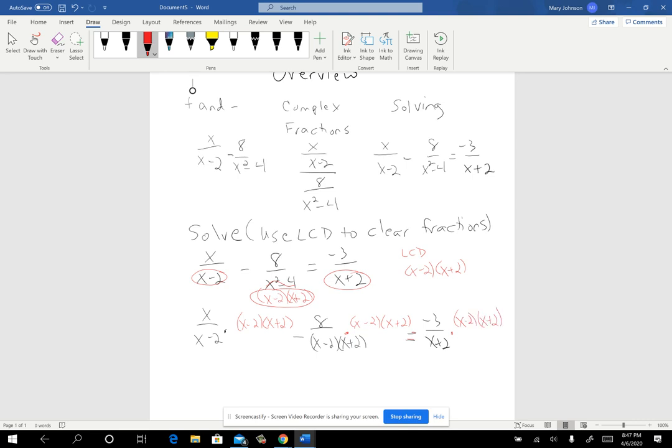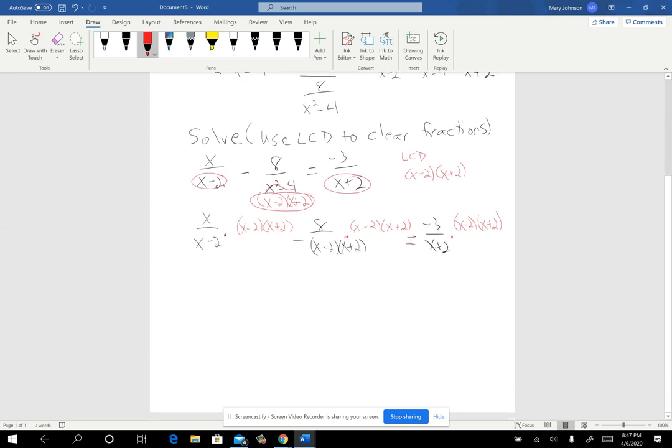Okay, so what happens when you do that is the x minus 2's are going to cancel. So here I have an x and an x plus 2. Here the x minus 2 and the x plus 2 cancel, so I have just minus 8. Then over on the right-hand side, the x plus 2 cancels. So there I have a negative 3 with the x minus 2. So that's going to give me x squared plus 2x minus 8 equals negative 3x plus 6.